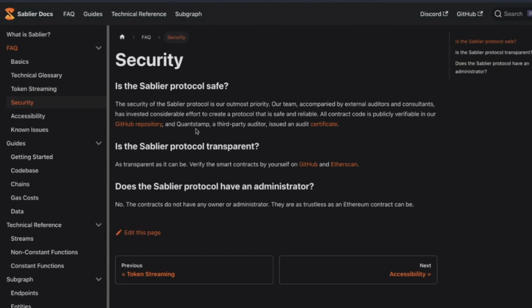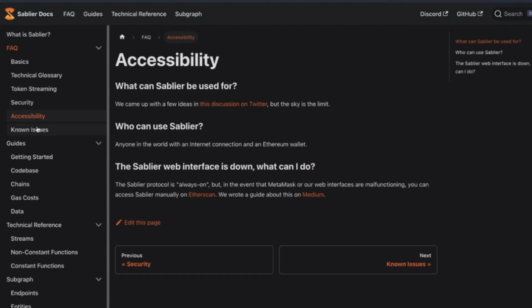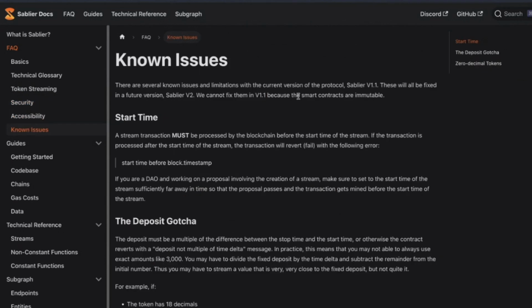Cool. It is audited by QuantStamp. I like QuantStamp, and they do not have any owner or administrator. So they say it's as trustless as an Ethereum smart contract can be, and we'll see when we go into the code if it is or isn't. Obviously, yes. I guess if there's no way for them to withdraw the funds before it gets streamed, and the sender and the recipient can both cancel the stream, I would trust it. I just want to check accessibility and known issues.